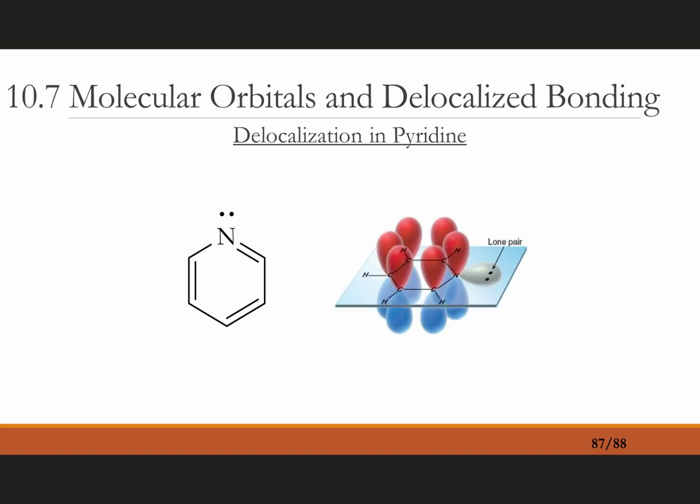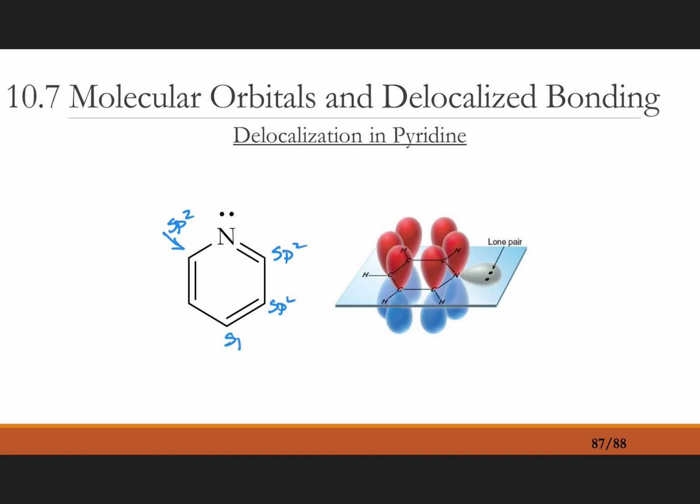We have pyridine here with this structure. Each corner of that hexagon represents a carbon atom, and the carbons must have 4 bonds. You'll see structures like this in organic chemistry a lot, where we just leave out the carbons and the hydrogens because it's just simpler to do. But anyways, in that structure, each of the carbons will be sp2 hybridized because they have a double bond.